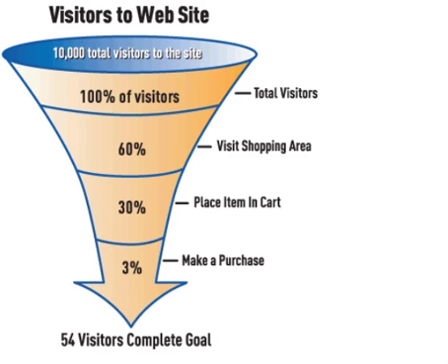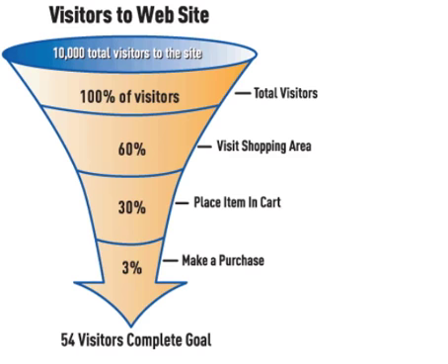For example, in the graphic you're viewing right now, there are 10,000 total visitors to this website. You see 100% of the visitors come in, and then of those, 60% end up clicking through to the shopping area of the website. Then from the shopping area, 30% of those place an item in the cart. And of the 30% that place an item in a cart, 3% end up making a purchase. When you multiply the 10,000 by 0.6, and then multiply it again by 0.3, then multiply it again by 0.03, you end up with 54 visitors who completed the goal in this goal funnel.